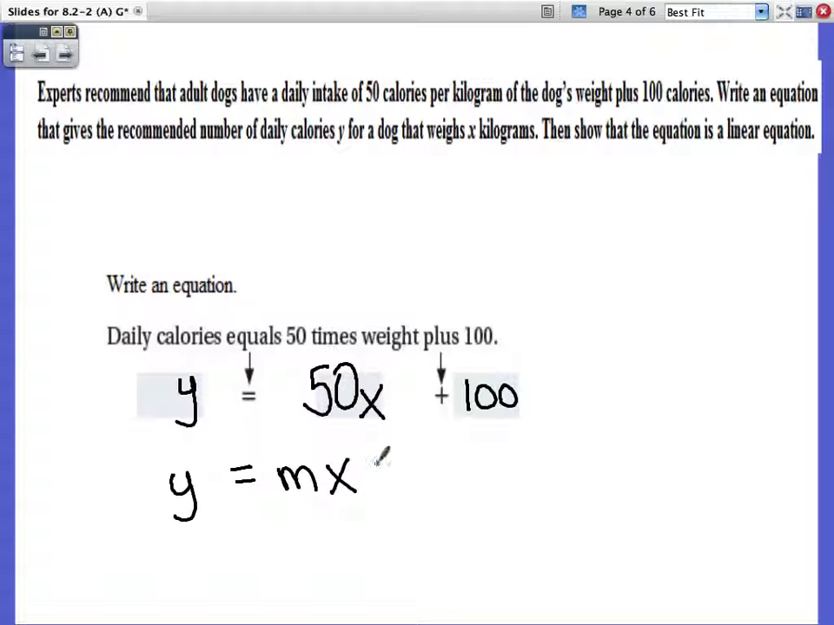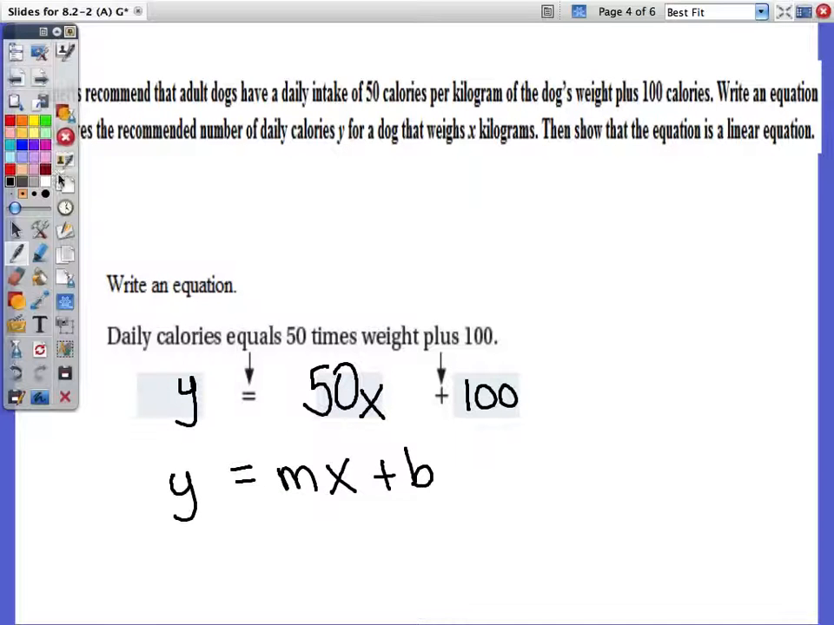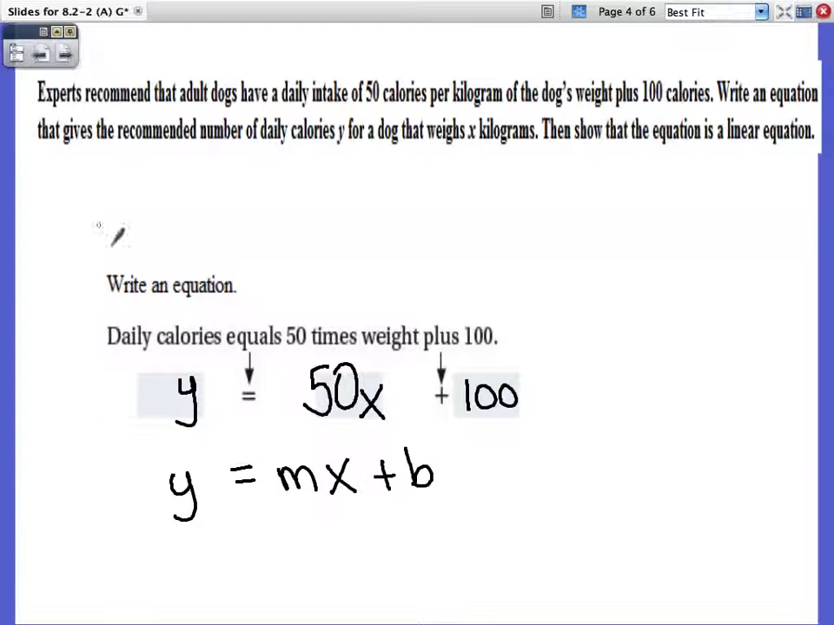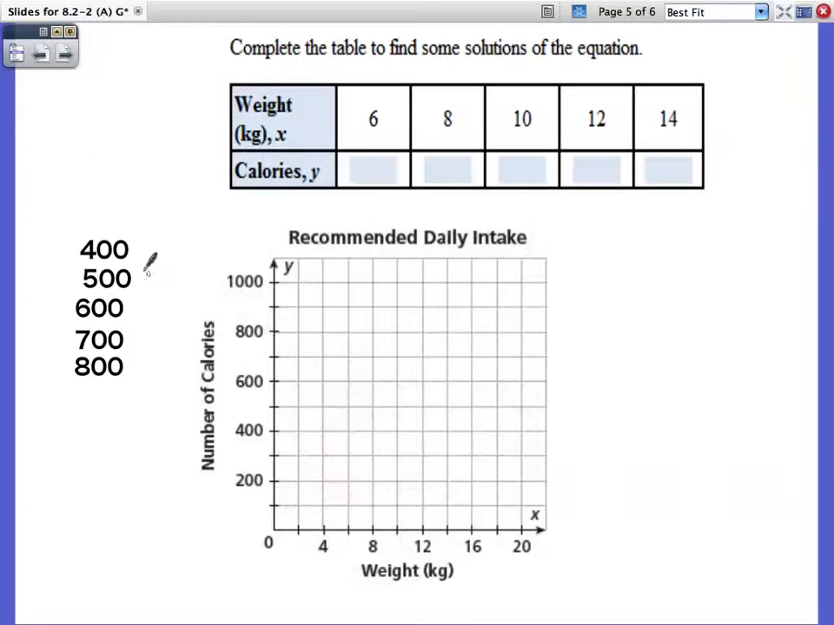Does it fit the form y equals mx plus b? And in fact it does. We have the y, we have the equal sign, we have m is 50 being multiplied by x, and then b is 100 here. Something to point out to you, the only two values in an equation in this form that should be numbers and not letters are m and b. Okay? So we have 50 and 100. Everything else is letters here, variables.